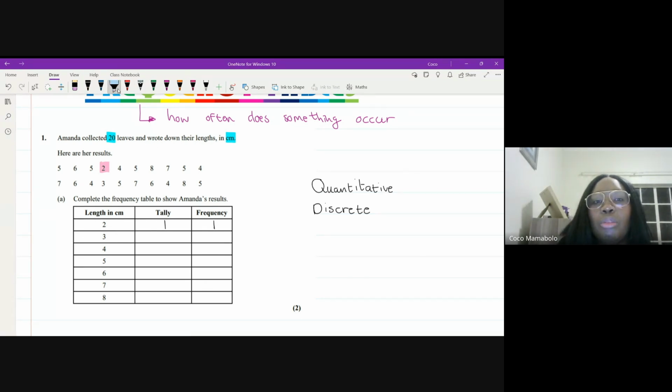Okay, how many 3-centimeter leaves do we have? Just one. So 1 there and 1 there, right? How many 4-centimeter leaves do we have? 1, 2, 3, 4. We have 4 of them. The frequency is 4.